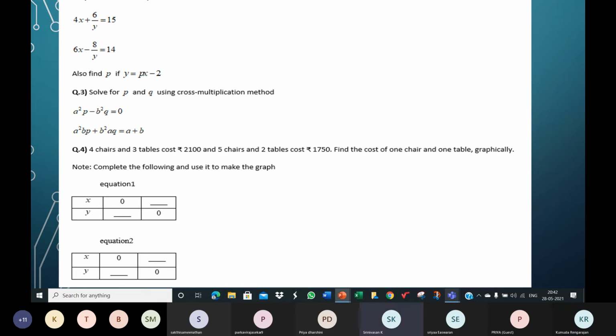Ma'am, which is X and which is Y? The first one is X and the second one is Y. The first one, the cost of 1 chair is X and 1 table is Y.